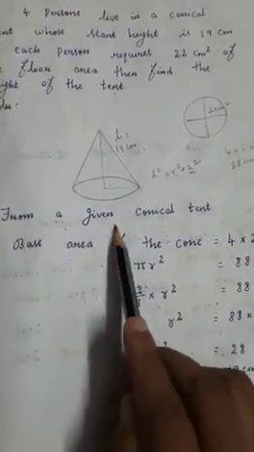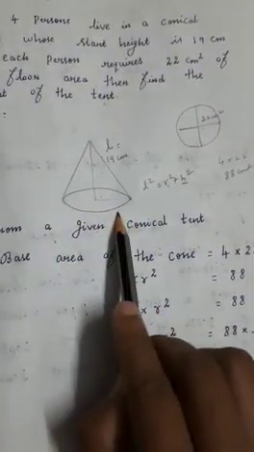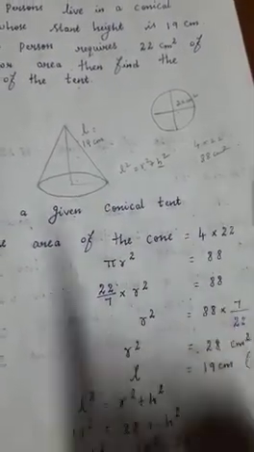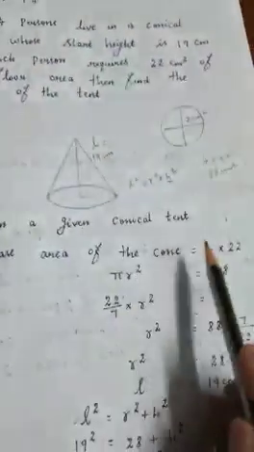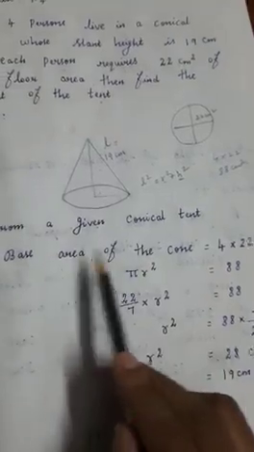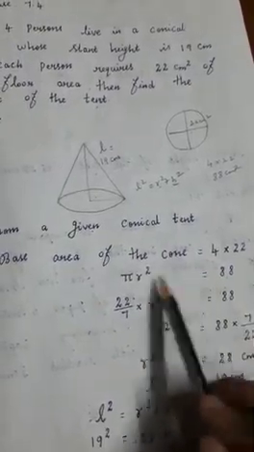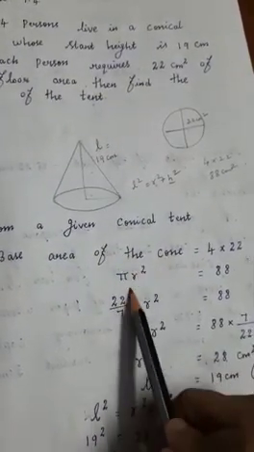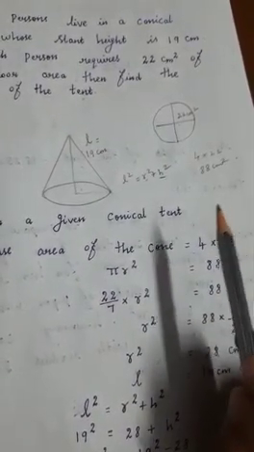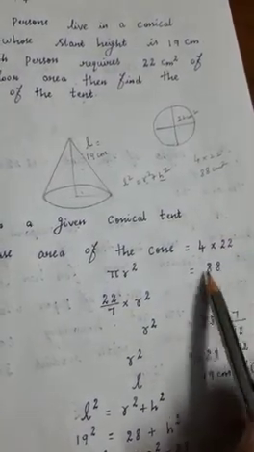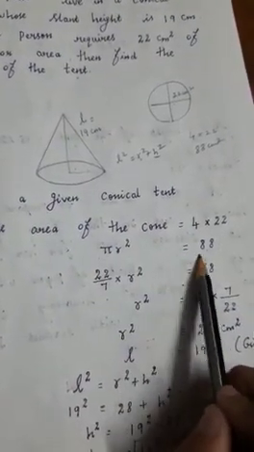So now see here, from the given conical tent, base area means nothing but the floor area, that is the circle part only, okay. So the base area of the cone: one person requires 22 centimeter square, in this conical tent 4 persons can sit, so 4 into 22 that is 88. Base area means nothing but the area of the circle only. Both are equal. So pi r square is equal to 4 persons, 1 person 22, 4 into 22 that is 88. So this area is 88 centimeter square, that's why we have written pi r square is equal to 88 centimeter.